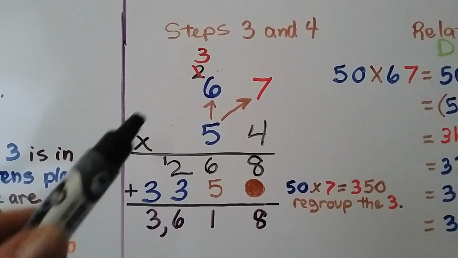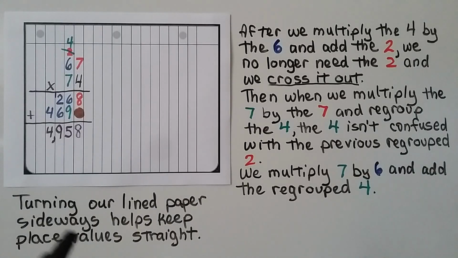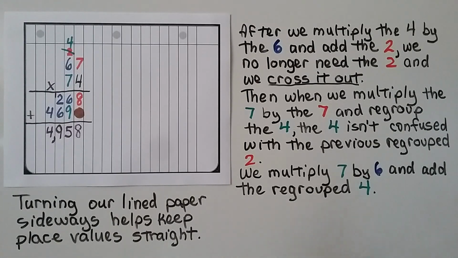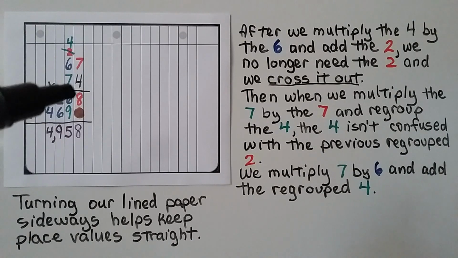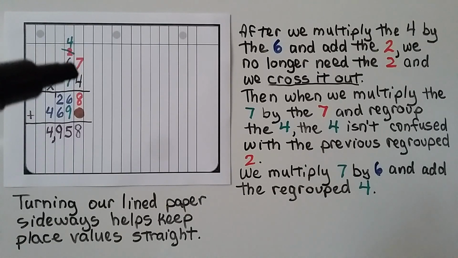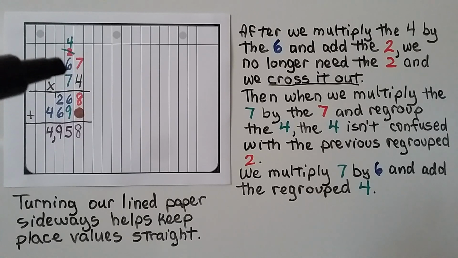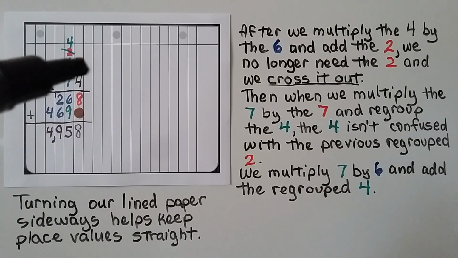Now, did you notice this right here? How this got crossed off? Let's talk about that. And remember that turning our lined paper sideways helps keep place values straight. So after we multiply the 4 by the 6, we multiplied the 4 times the 7, and we regroup the 2 and put an 8 down. We have 67 times 74 this time. So we multiplied the 4 times the 7 and got a 28. We regrouped the 2 and put the 8 down. Then we multiplied 4 times 6, which is 24, and we added that 2 to get 26. So we had 268 when we multiplied 4 times 67.